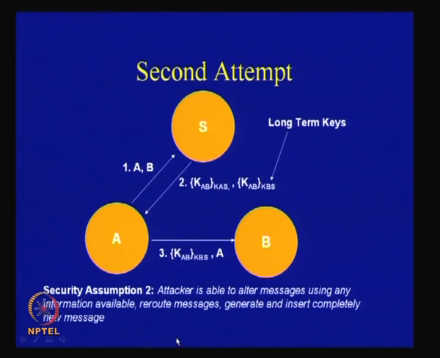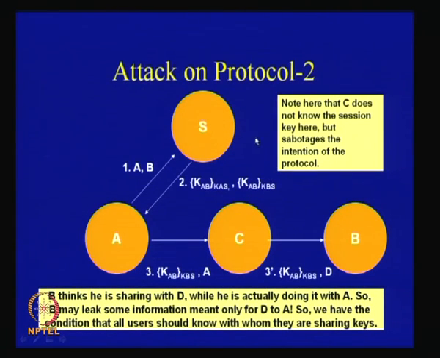The attack is possible because of an assumption which is quite practical in a normal network: the attacker is able to alter messages using any information available. It is also able to reroute messages, and generate and insert completely new messages. This means that the attacker is not necessarily a passive attacker, but can be an active attacker as well. It is capable of altering messages and inserting new messages, not just passively observing the network but also injecting extra information into it. So, therefore, a possible attack looks like this.